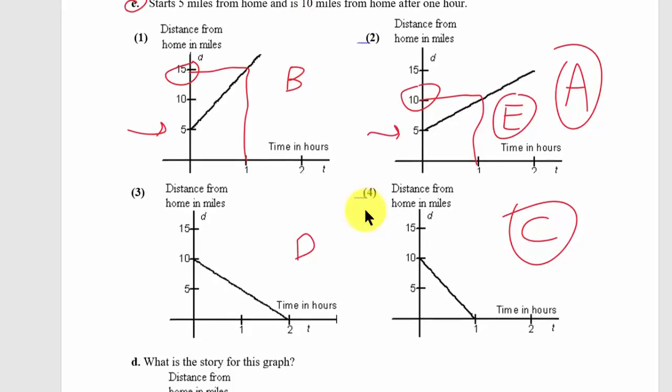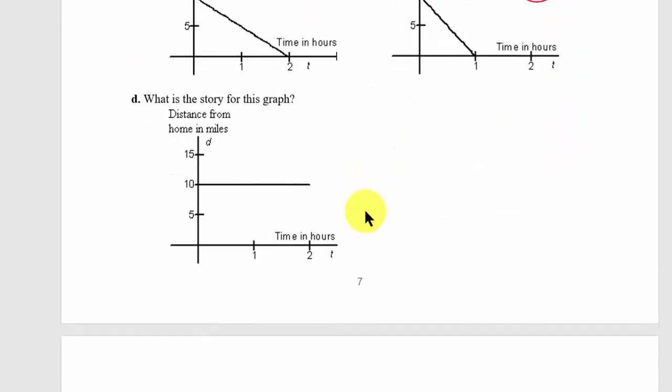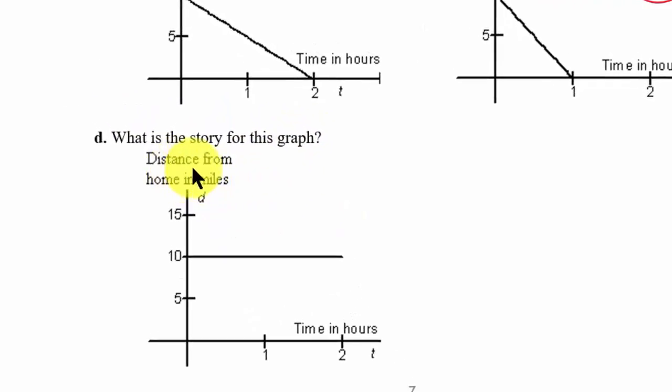All right, let's scroll down to letter D, separate problem. What is the story for this graph? Well, here it looks like my distance from home is not increasing, it's not decreasing. So as time goes by, my distance from home doesn't change. So it looks like I'm 10 miles from home and I'm basically stopped.